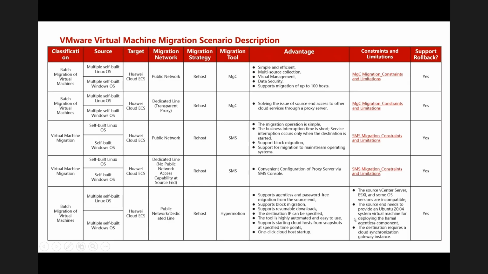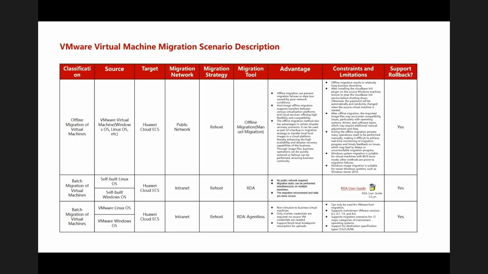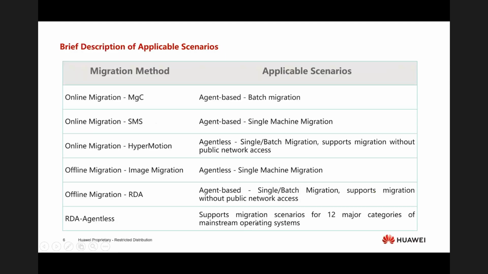You will have access to this document. I will not go into much detail because this is more a practical session. There's another set of migration scenarios: offline migration of virtual machines, which can be done with manual migration. Batch migration of virtual machines with RDA, a well-known third party, is something that we will see now. And also agentless, which is very important because several clients don't want to install an agent into the VMware solution. So we also have RDA agentless.